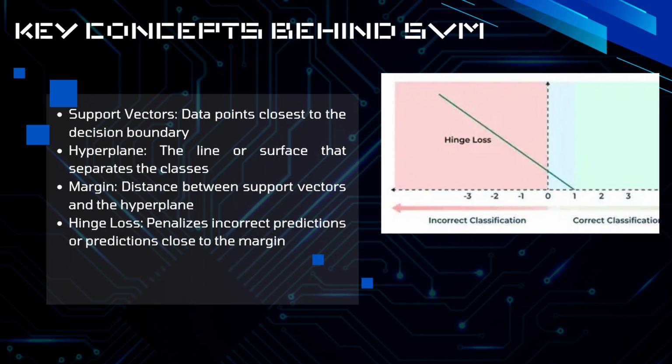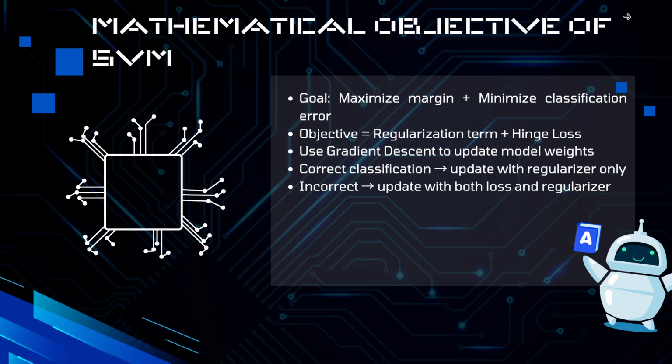There is the Hinge loss, which is also known as a loss function. It penalizes incorrect predictions, or correct predictions that fall too close to the margin, helping to create a more robust model. Now the mathematical objective: the main goal of SVM is to maximize the margin between classes while minimizing the classification error. Mathematically, this is framed as minimizing an objective function made up of two components: a regularization term that helps to avoid overfitting, and the Hinge loss, which handles prediction errors.